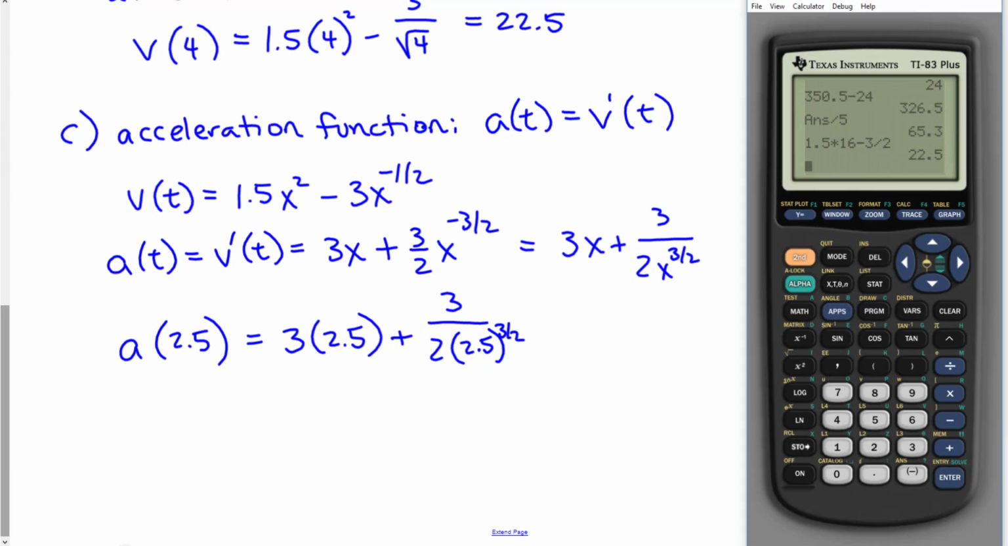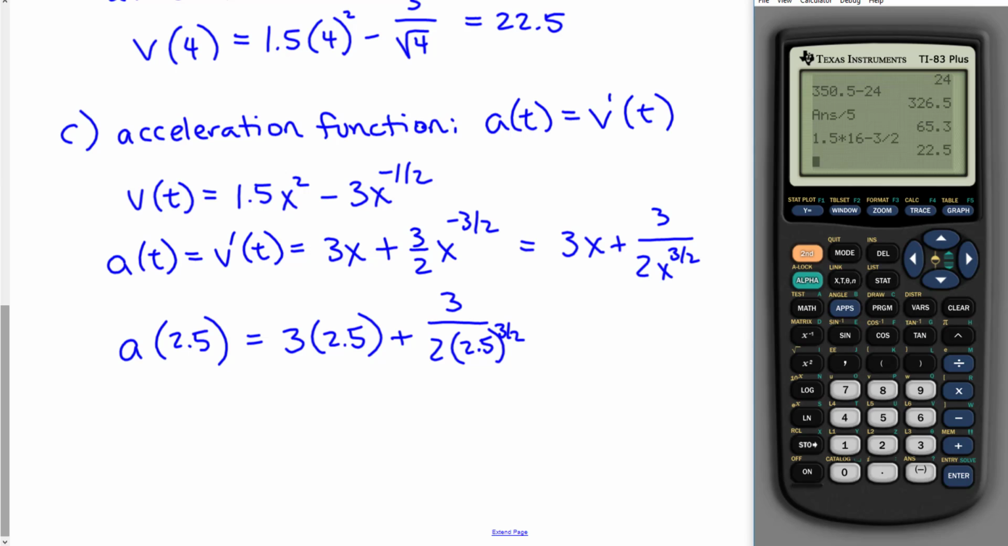And that's a nice operation for the calculator to do. So 3 times 2.5 plus 3 divided by, and since there's a product there, I'm going to put quantity here. 3 divided by 2 times 2.5 raised to the 3/2 power. A lot of parentheses there. You can do it in multiple steps to make sure you get the correct answer. But 7.9.